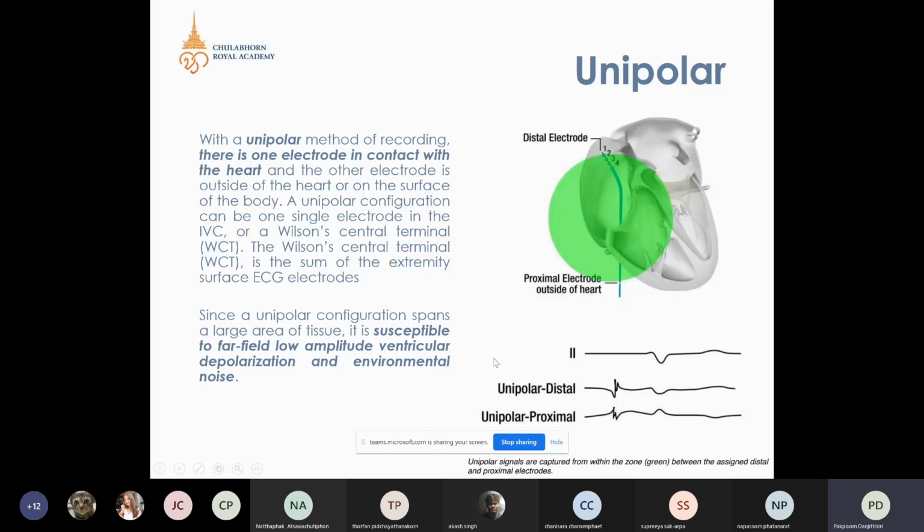So on the unipolar catheter, the unipolar is determined by the first electrode, the proximal one, right? So the unipolar catheter can detect both the signal from the atrium and the signal from the ventricle as well, just like this.